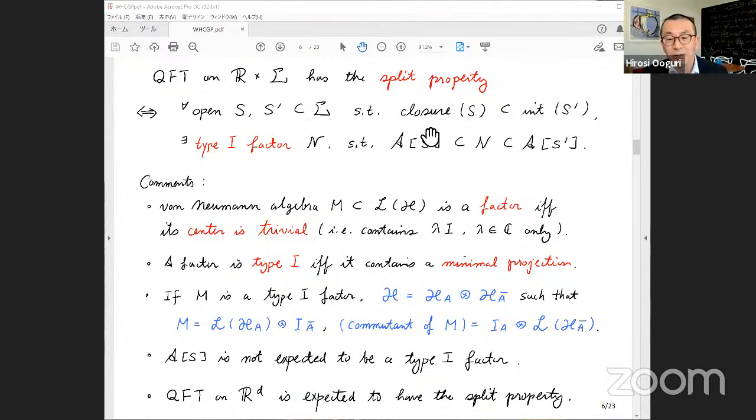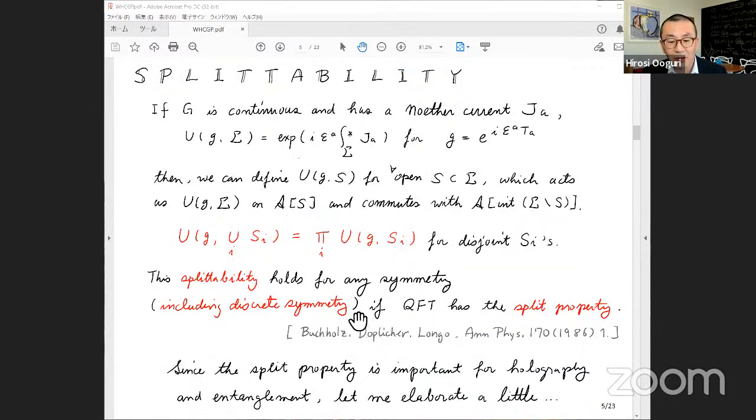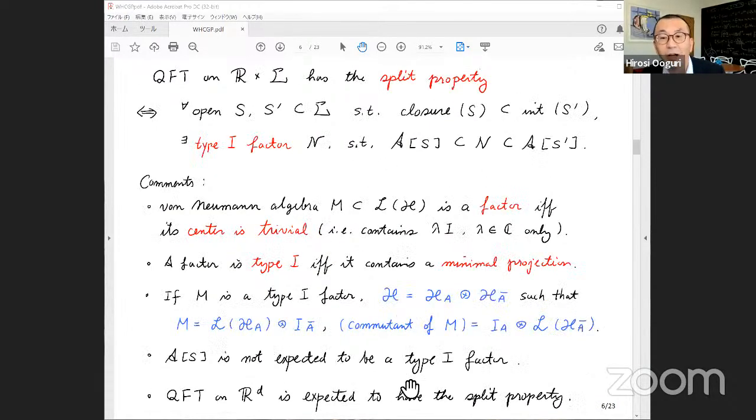But the reason that we do this is that the algebra of local operators A of S is famously not a type one factor. This is something that is discussed in one of Ed Witten's recent papers. But the split property means that even though A of S is not type one, if you thicken it a little bit, then you can include it inside of a type one factor. That's what the split property means. And if you have a type one factor, the Hilbert space splits, so I think that is the motivation for this name.